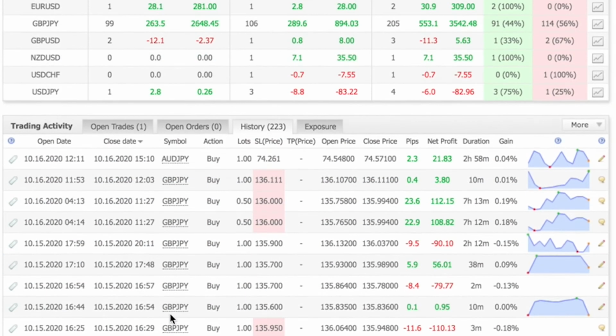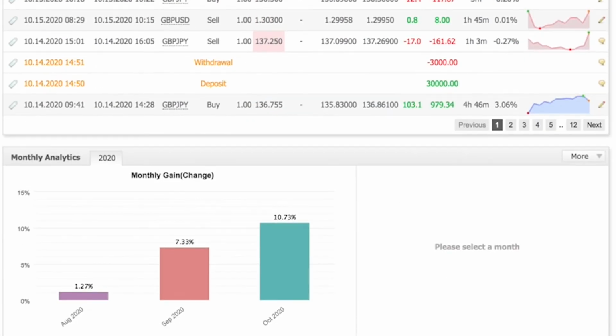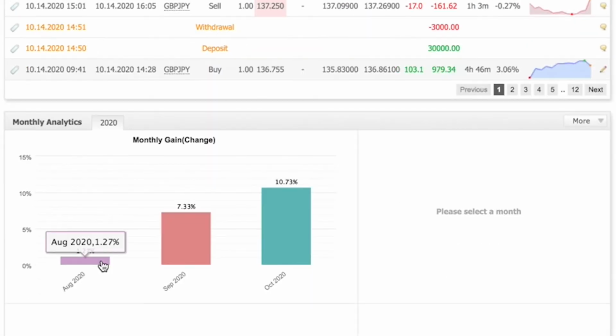Okay, very well done. From the monthly analytics, we can see a monthly gain of 1.27% in August, 7.33% in September, and 10.73% in October. So very, very well done. We can see that he is improving, especially in terms of the time that he needs to hit his target.